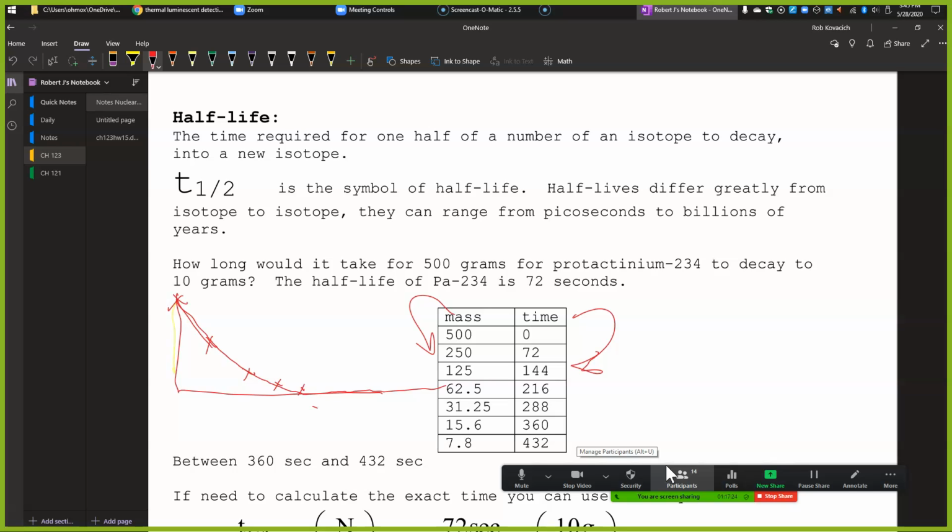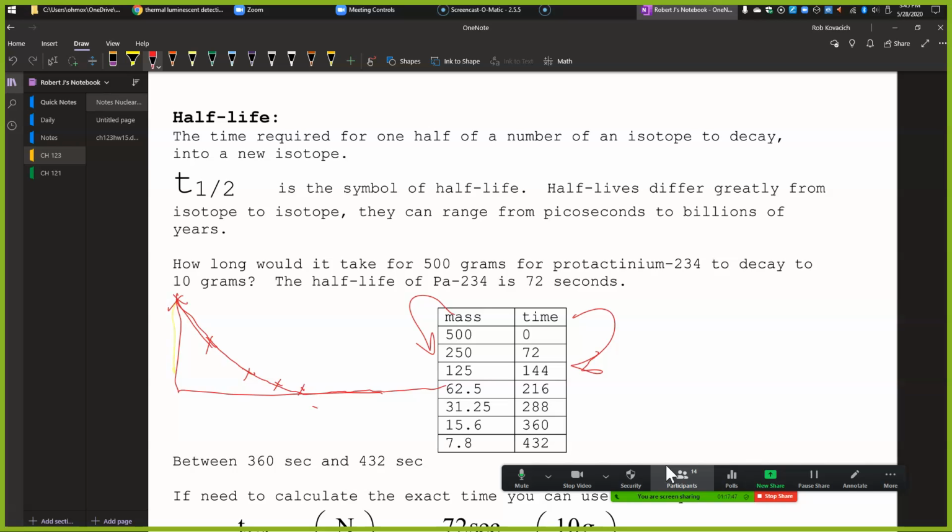Nope. You're adding 72 seconds. I'm adding 1 half-life every time, and in this case, it's 72 seconds. So that's why it doubles for the next one. But then the third half-life doesn't double. It goes from 144 to 216, which is just 72 more. So you just keep adding the half-life to the time side, and you keep cutting the mass side in half.